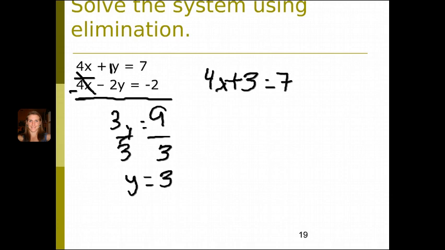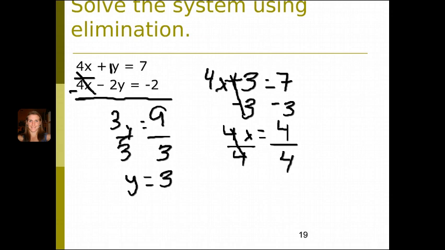Okay, so I need to get this 4x by itself. So the opposite of positive 3 is negative 3, so I'm going to minus 3 from both sides. I'm going to cancel out. 4x equals 4. 7 minus 3 is 4. Divide each side by 4, and x equals 1. And my point of intersection, so if I were to graph both of these lines, they would intersect at 1, 3, which happens to be in quadrant 1 again.